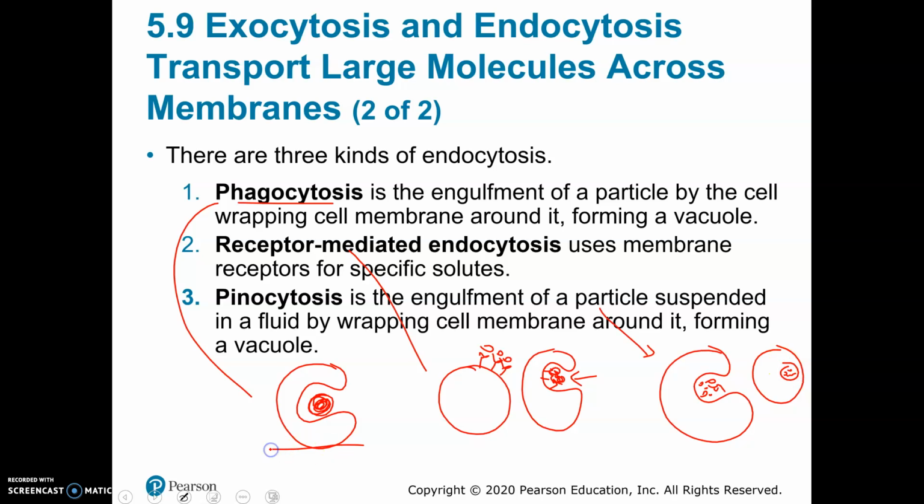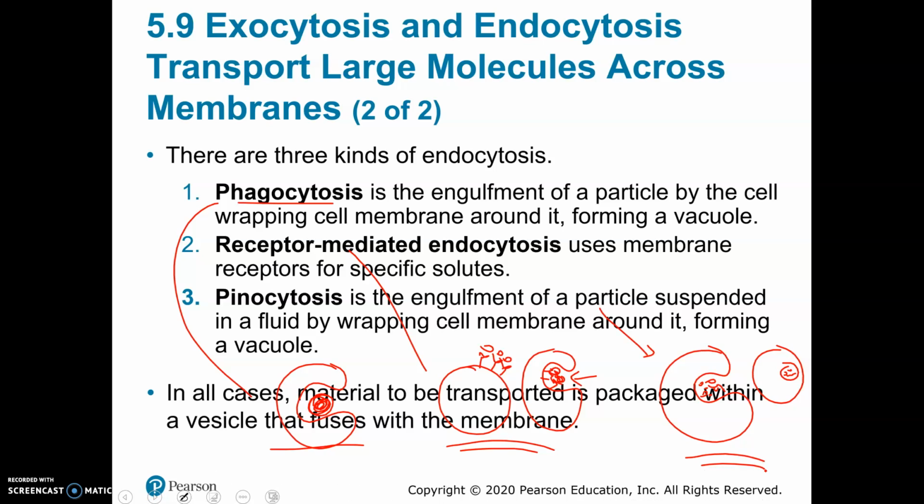So phagocytosis, receptor-mediated endocytosis, and then pinocytosis. Those are the three. And again, this involves a vesicle forming after it takes it in.